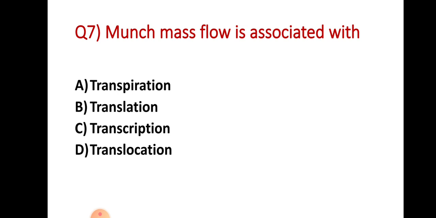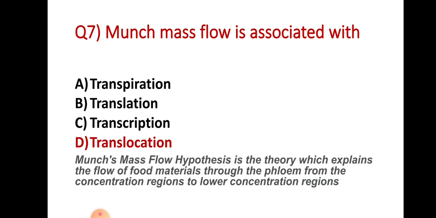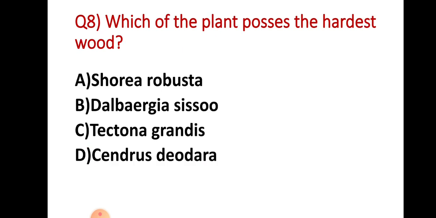Munch mass flow is associated with. We all know Munch mass flow hypothesis, and right answer for this question is translocation. Translocation is right answer for question number 7. Munch mass hypothesis is the theory which explains flow of materials through phloem from high concentration to low concentration region. Now let's see question number 8.